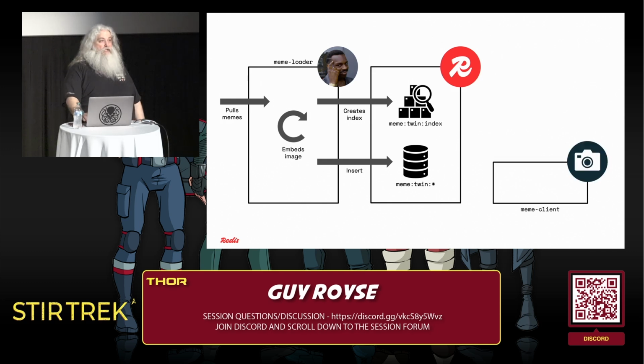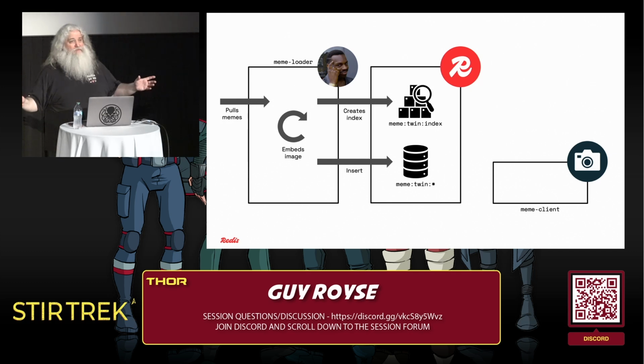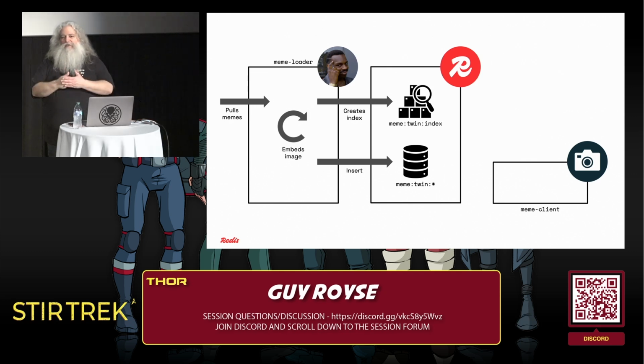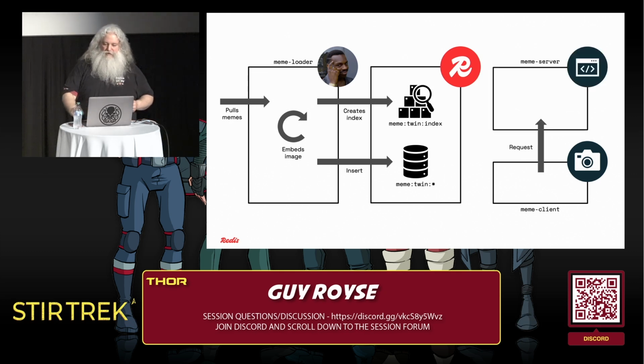Then I've got a little meme client application, which is a little web app that I wrote in Vanilla.js. It's a little messy. Don't look at it. It's not relevant to what we're doing. What I should do, and I haven't done in this demo, is do the embedding in the client. I don't. Instead, I upload the image to a server, and then the server creates the embedding. But it would be more scalable if you actually did the embedding inside the browser.